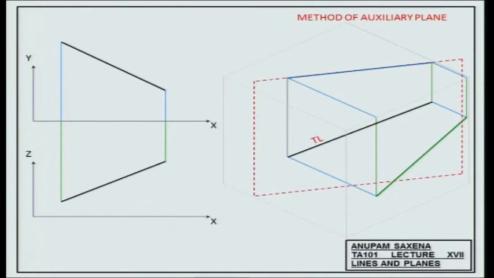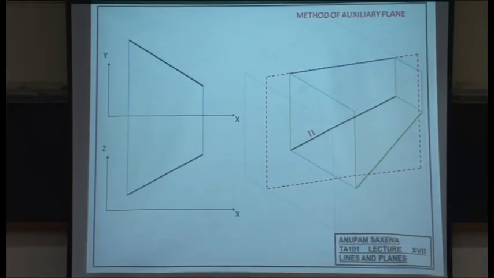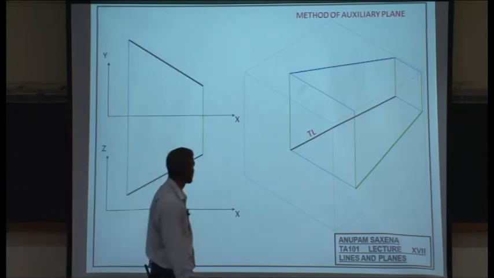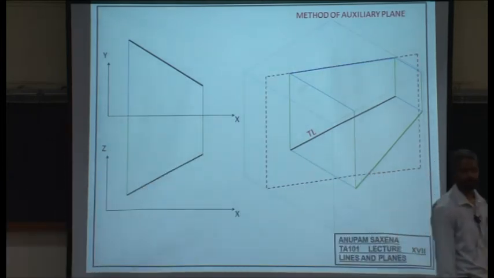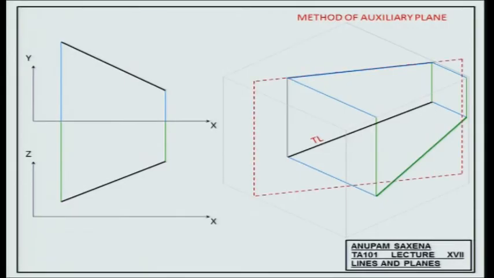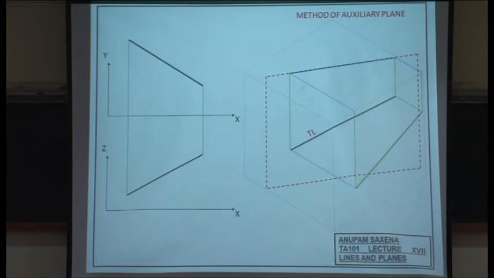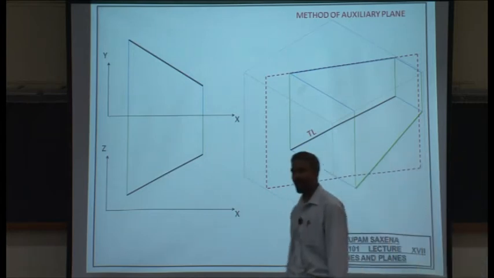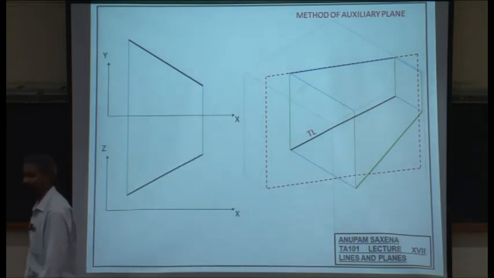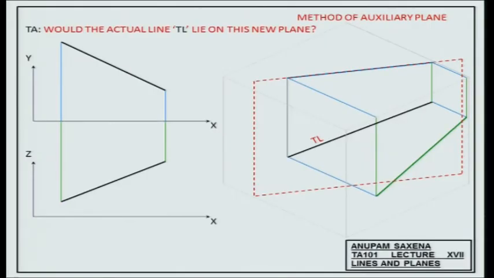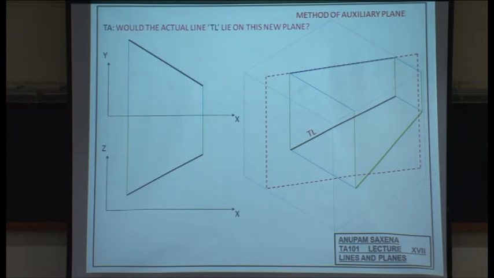Now, imagine that I have a plane that contains the blue line on top, the blue projection. Imagine that I have this plane here that contains that blue projection. Okay. Now, my question is very simple. Would the actual three dimensional line, which is the black line within that box, be parallel to this plane? Rather, let me rephrase, would that black line actually lie on that plane? Do you all agree?